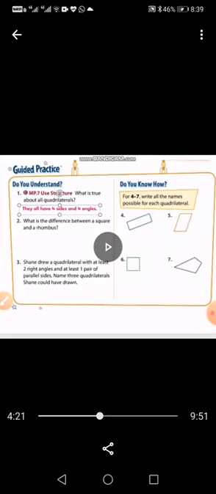Number 2, what is the difference between a square and a rhombus? You think, what is the difference between them? All of them have all the sides the same length, but the square has all the angles right angles, but the rhombus doesn't have right angles. So the difference between them is what? Yes, a square always has 4 right angles. A rhombus doesn't always have 4 right angles.